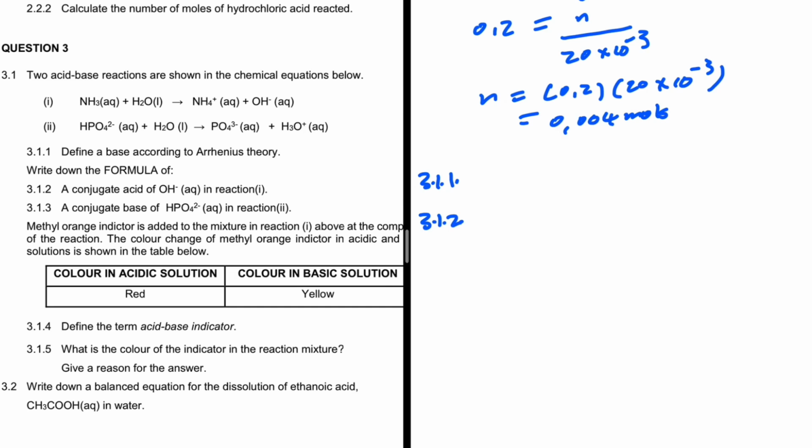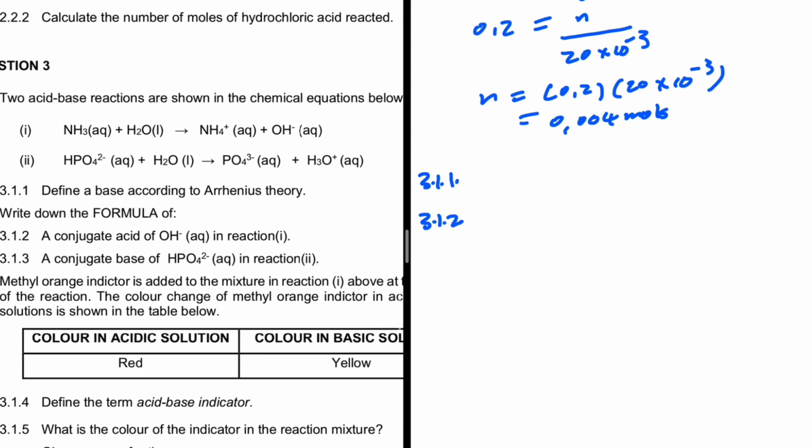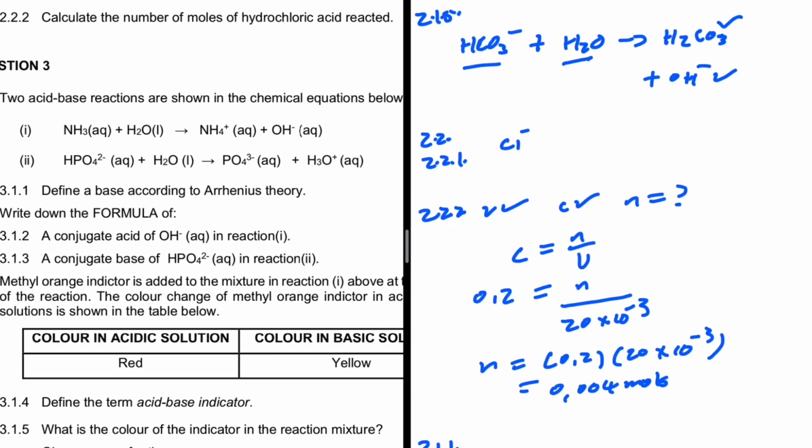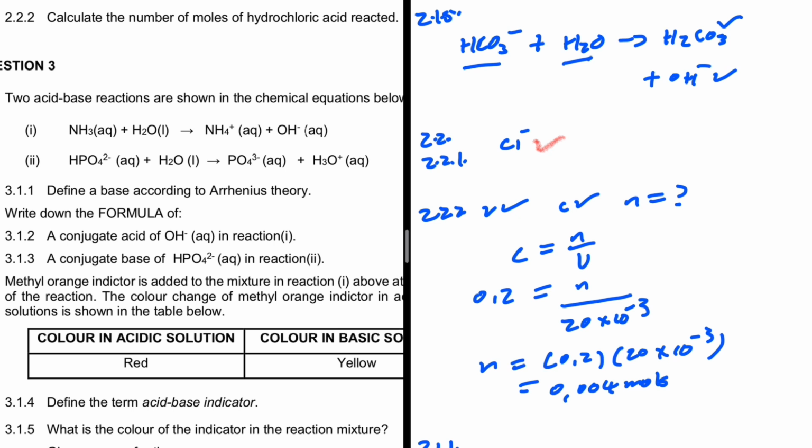I'm glad you asked. Write down the formula of a conjugate acid of OH minus in reaction 1. Conjugate acid of OH minus in reaction 1. So in coming to the conclusion that Cl minus is a base, well, the reason we say that Cl minus is a base is because it is the space that is left after an acid has donated a proton. It is therefore a conjugate base. So here, a conjugate acid of OH minus in reaction 1. Okay, so let's take a look.